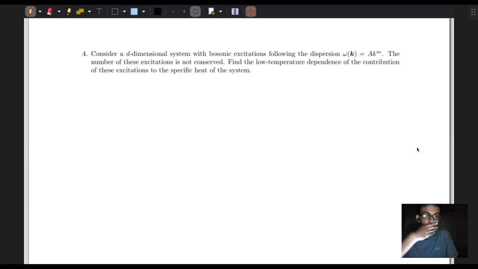Yeah, so in this example, this is in fact very similar to what we did in the previous problem. So this is in some d-dimensional system again, with a different dispersion.